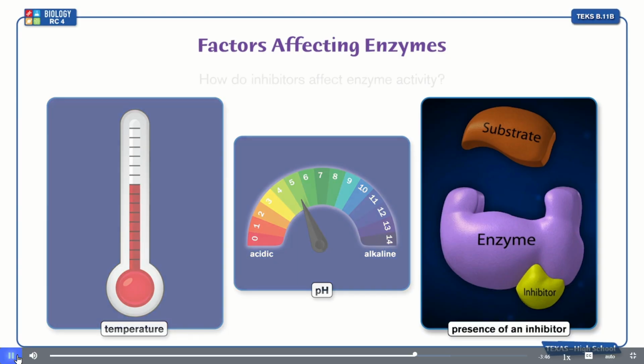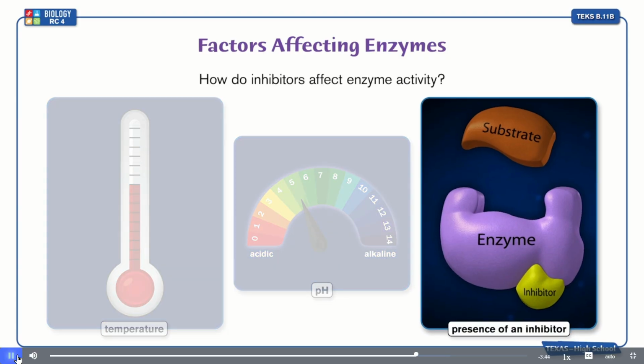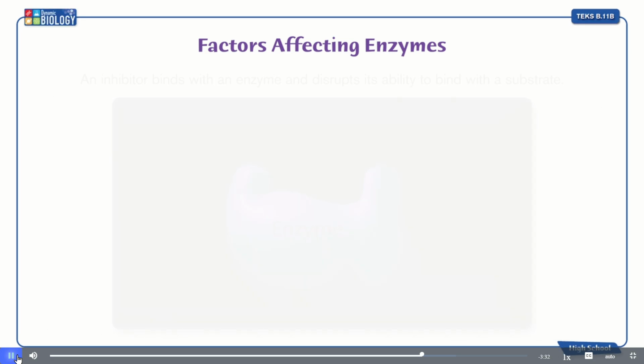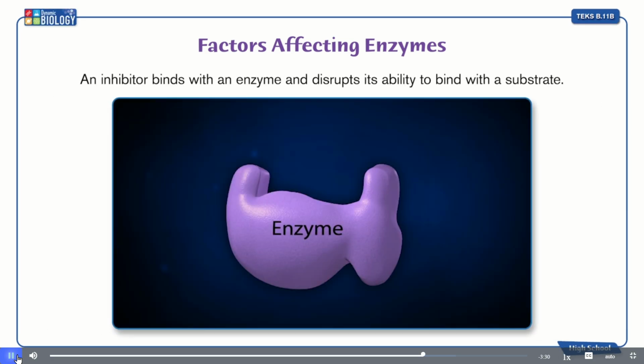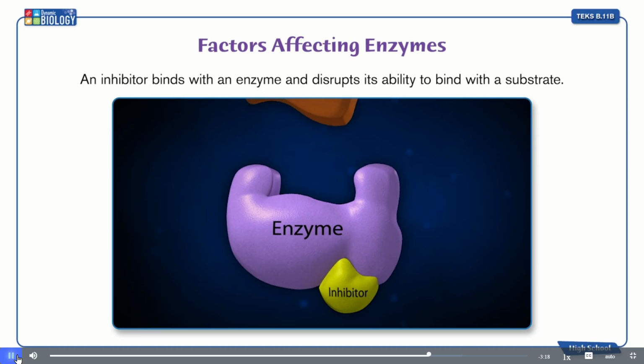Some enzymes can be impacted by inhibitors. An inhibitor is a molecule that binds with an enzyme and, in doing so, disrupts the enzyme's ability to bind with its substrate. This animation shows us an example of how an inhibitor can work. When the inhibitor, the yellow molecule, binds with the enzyme, it causes the enzyme's shape to change slightly. As a result, the substrate is unable to bind with the enzyme.